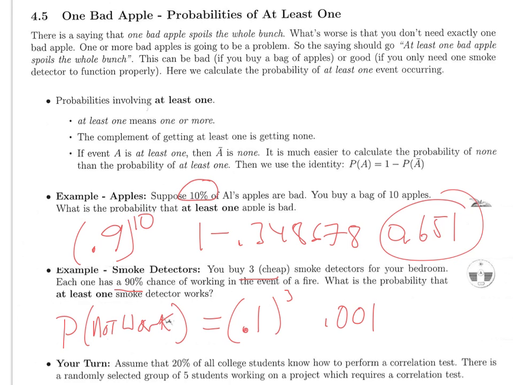And then I'm going to subtract that from 1. So isn't that 0.999? So almost a 99.9% chance of your fire detector working, even if you buy cheap ones in your home. And that's why redundancy is good. I mean, that's a pretty high probability.